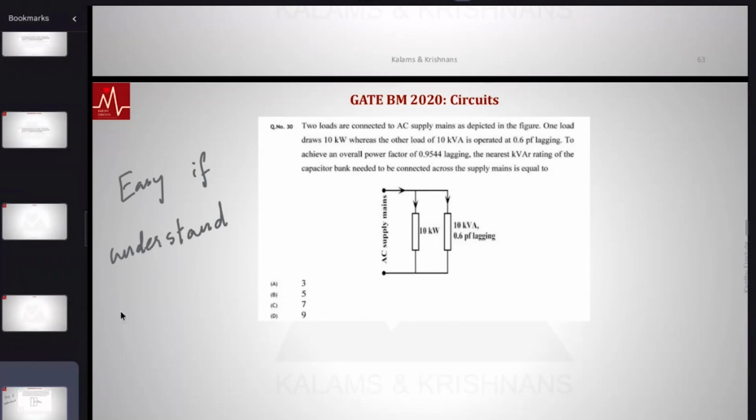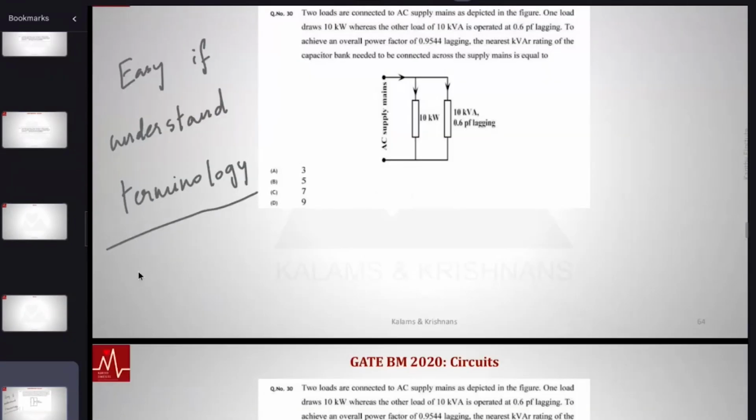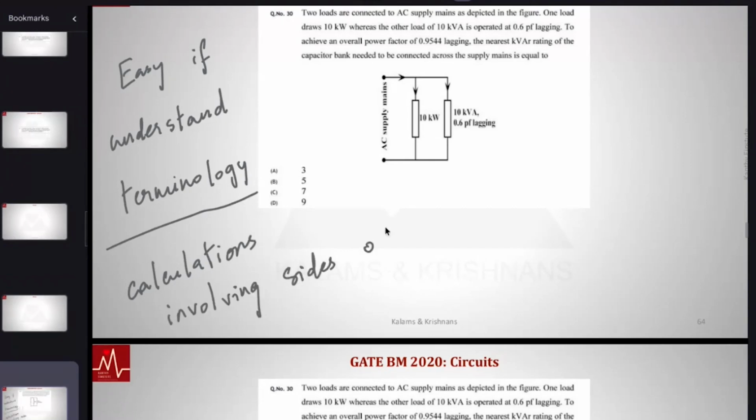This is easy if you understand terminology. It boils down to calculations with sides of a triangle, adding and subtracting sides of a right triangle. Calculations involving sides of right triangles. This is actually fairly easy. Just calculations involving sides of a right triangle.